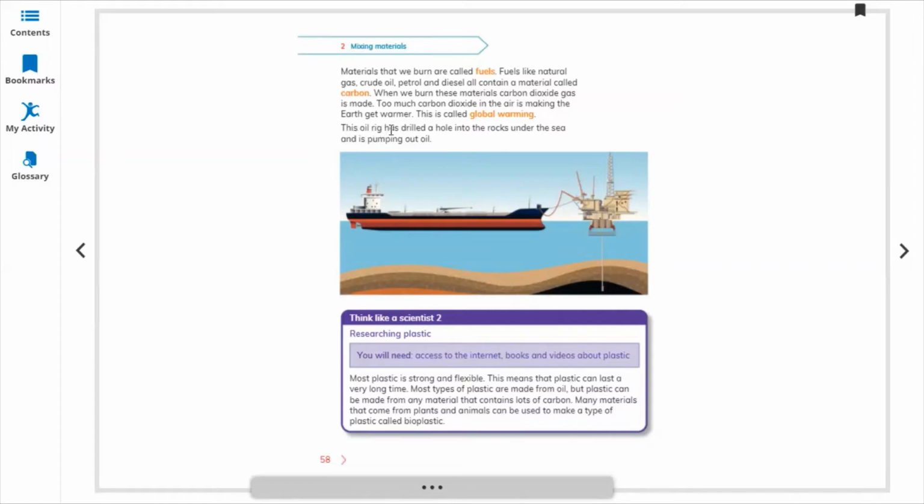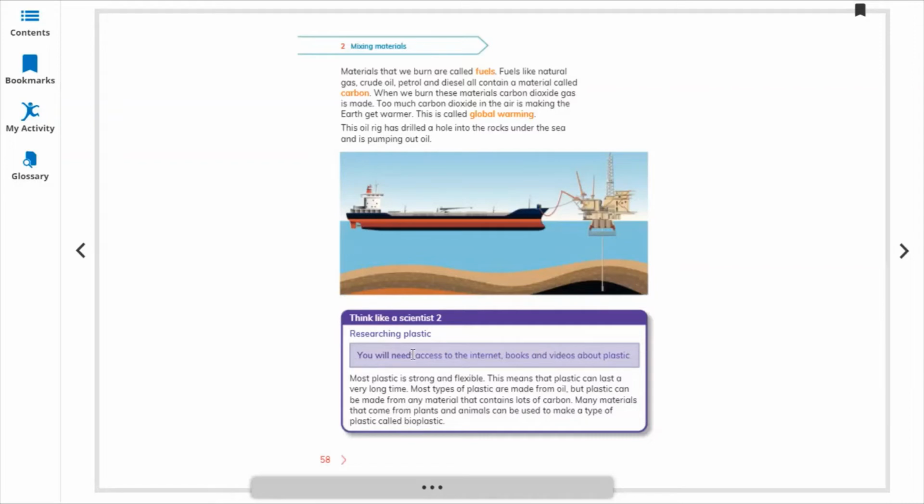This oil rig has drilled a hole into the rocks under the sea and is pumping out oil. You can see here it is taking out the oil. We can see this plant in different Gulf countries. They put the pipe in the ocean like this oil rig, making a hole into the rock under the sea, for pumping out the oil. This is the normal method. After this, there are different plants for filtering, making the oil usable for cars.